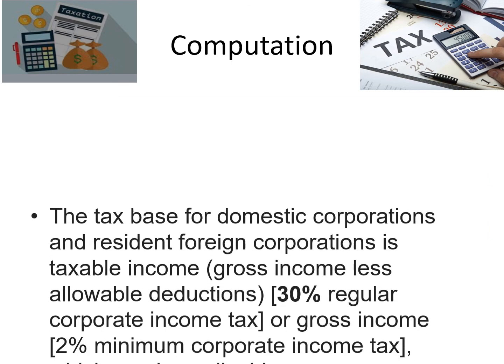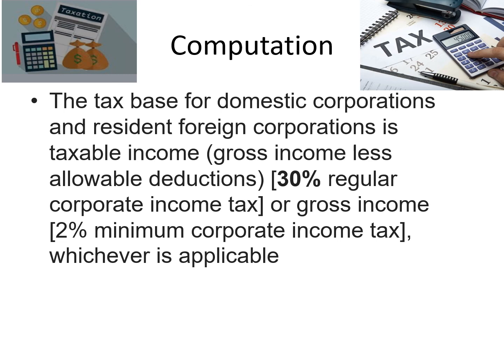Okay? So for the corporation, the tax base of the domestic corporation and resident foreign corporation is taxable income, the gross income less allowable deductions, at 30%. For regular corporate income tax, whichever is higher between that and the 2% minimum corporate income tax, which is subject to the gross income only. So you always have to compare the taxable income under your 30% income tax rate and the 2% of gross income. Whichever of the two is higher will now be your tax due to the government. And this is the one that is subject to NOLCO, the net operating loss carryover.